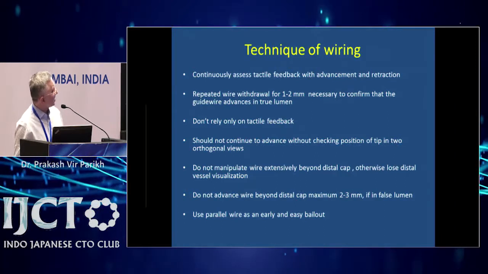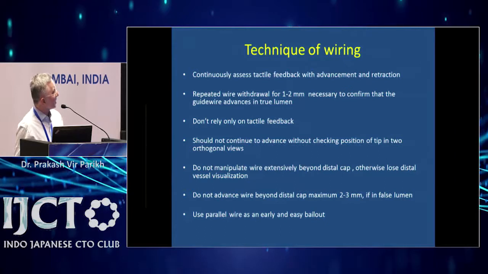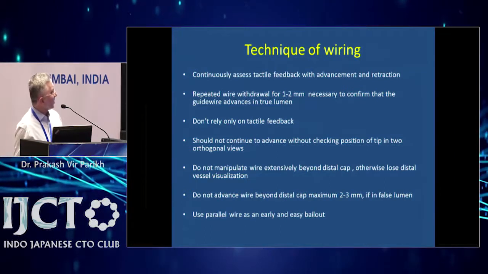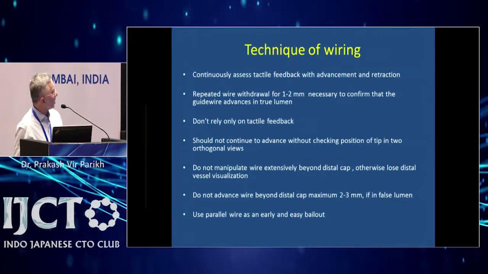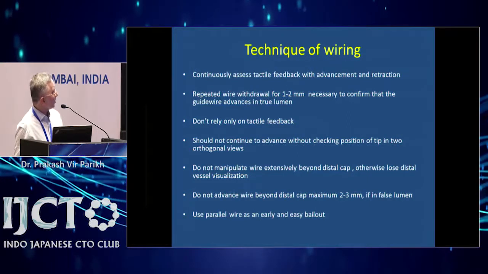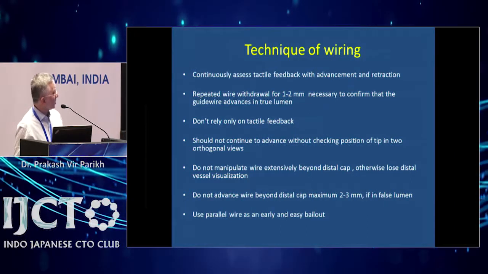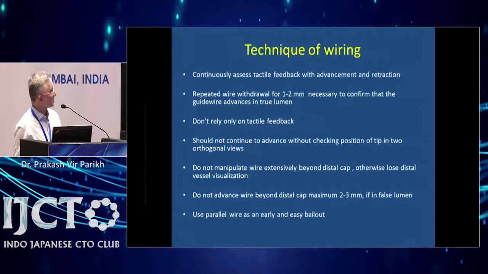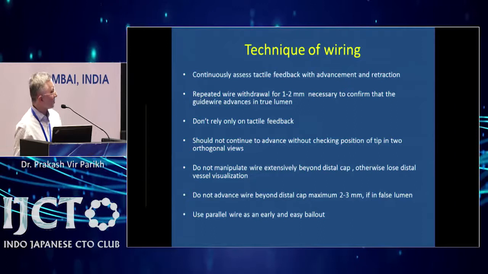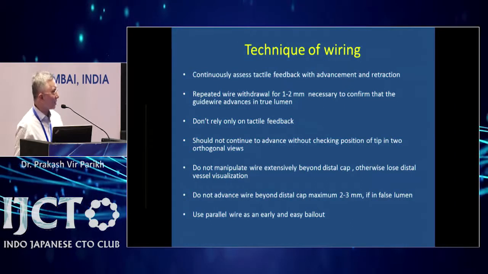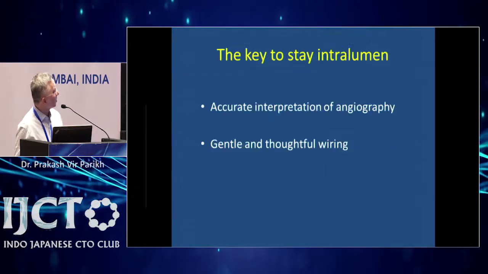So, the technique of wiring, the last slide: always continuously assess the tactile feedback with advancement and detection. Repeated wire withdrawal of 1 to 2 mm is necessary to confirm that the wire is in the true lumen. Don't rely only on tactile feedback. You should not continue to advance without checking wire position in two different orthogonal views. Do not manipulate the wire extensively beyond the distal cap, otherwise distal vessel visualization will be lost. Do not advance the wire beyond the distal cap by more than 2 to 3 mm if you are in the false segment. And use the parallel wire as an early, easy bailout.